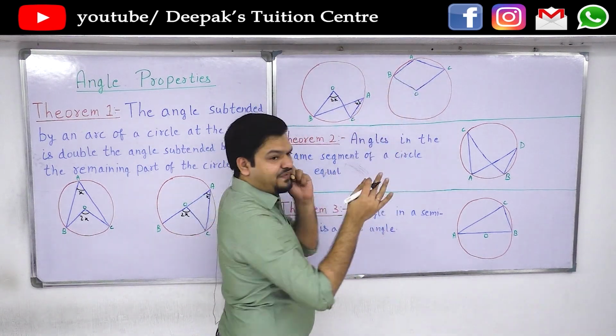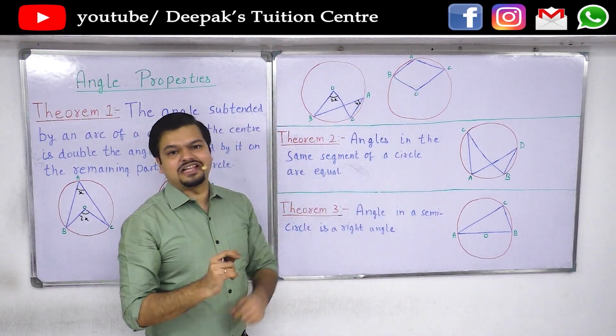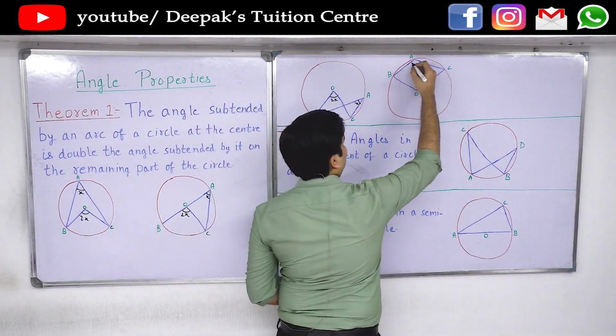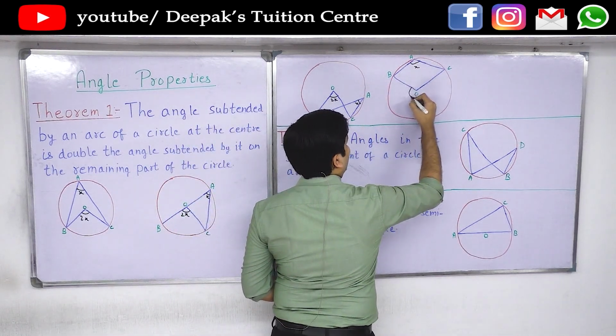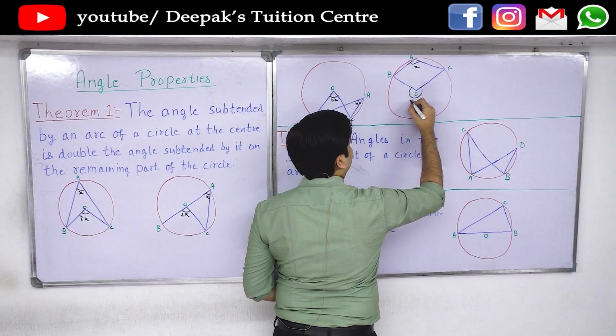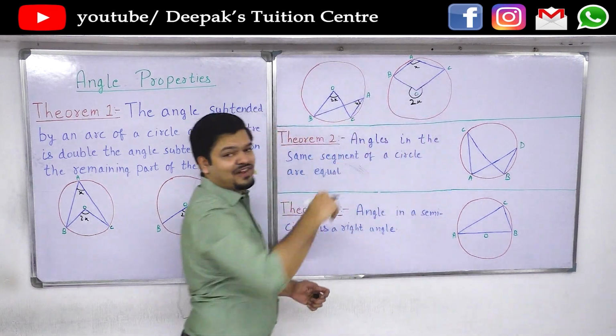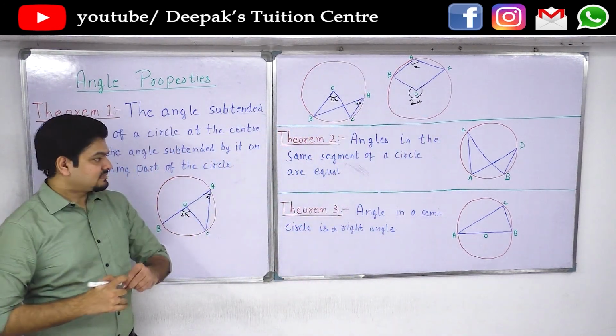Here it is a bit difficult to remember in this way. So therefore, we remember that if this is x, then the reflex part of the angle will be 2x. Not the inside, the reflex part will be 2x.